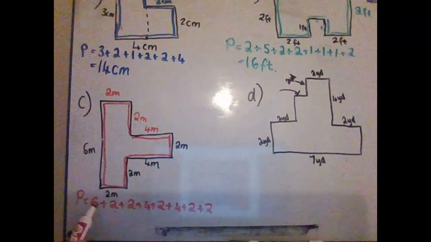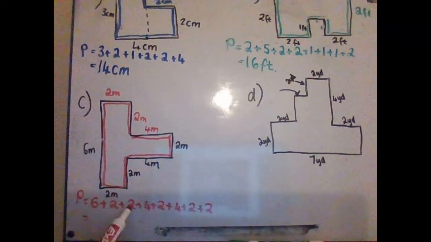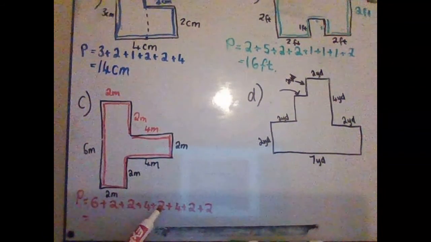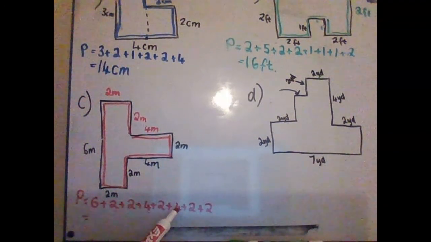So 6 add 2, 6, 7, 8. 8 add 2, 8, 9, 10. 10 add 4, 10, 11, 12, 13, 14. 14 add 2, 14, 15, 16. 16 add 4, 16, 17, 18, 19, 20.